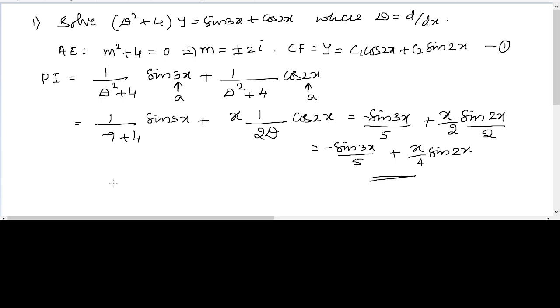Finally, as usual, we need to add the complementary function and particular integral to get the complete solution. Write: complete solution is equal to complementary function plus particular integral.